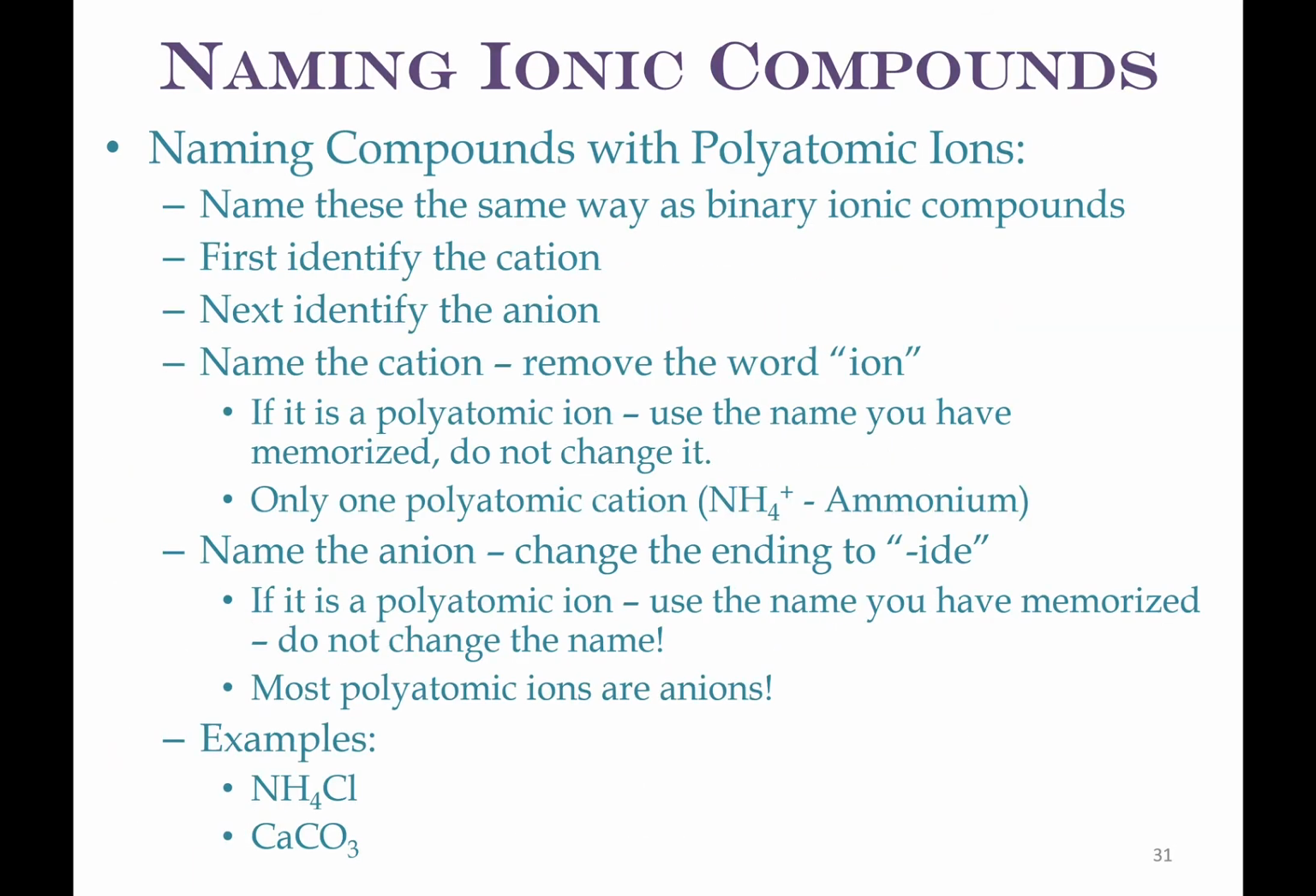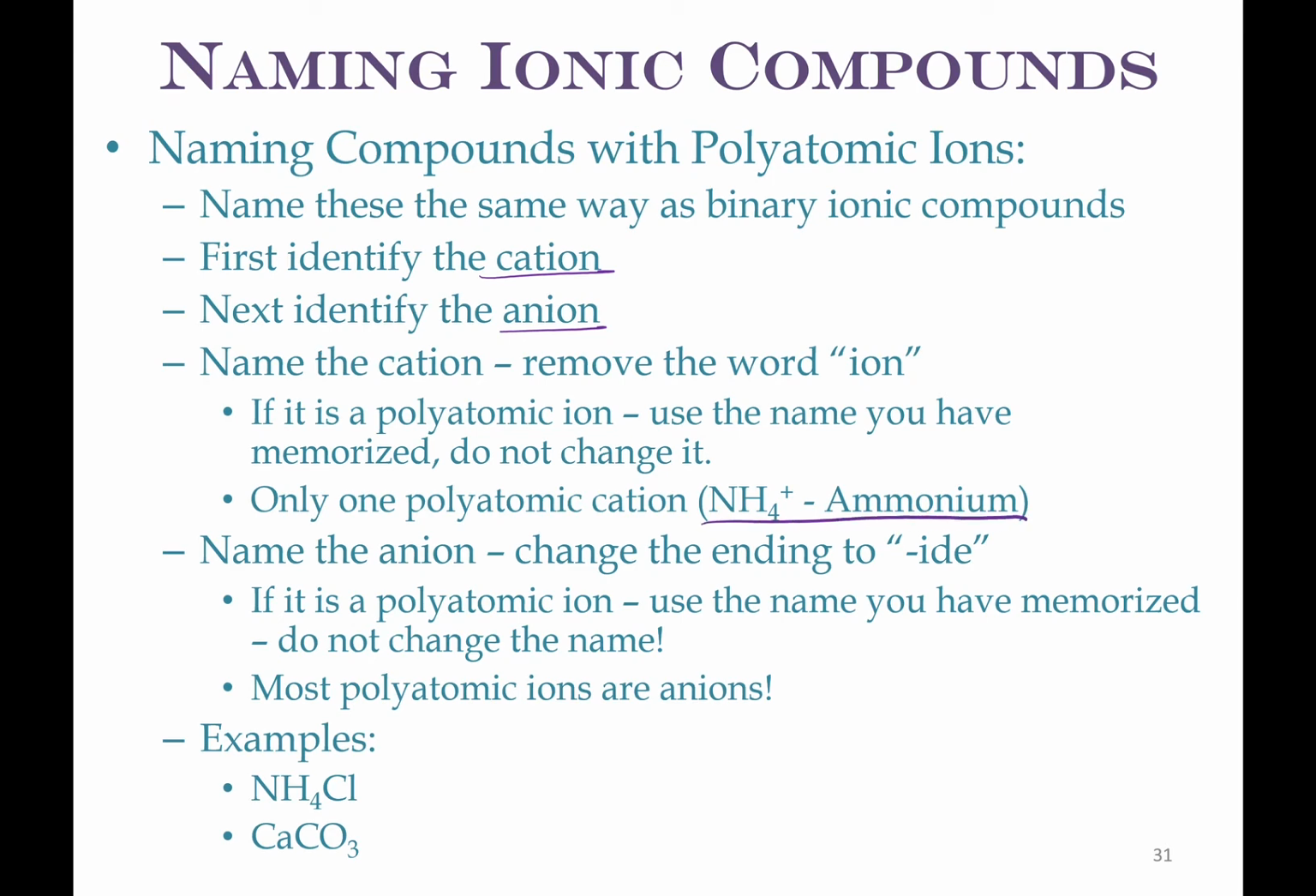Naming compounds that contain polyatomic ions is actually a little bit easier as long as you know the polyatomic ion names. So we're going to name them in the same fashion, but we're going to first identify the cation, then the anion. You name the cation, you remove the word ion. If it's a polyatomic ion, you just use the name that you have memorized and you don't change it. There's only one polyatomic cation you have to worry about, so ammonium.